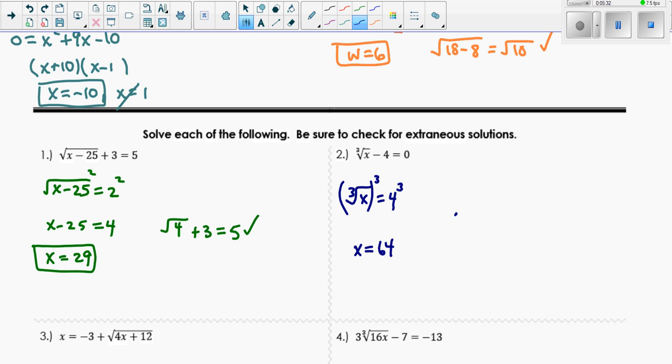If I go back and check my work, the cube root of 64 minus 4. So the cube root of 64 means what times itself three times is 64, which is 4. 4 minus 4 is 0. So that works.